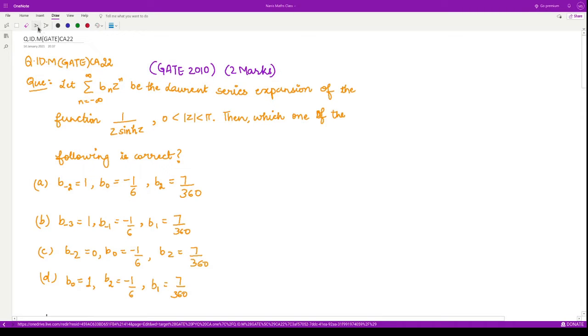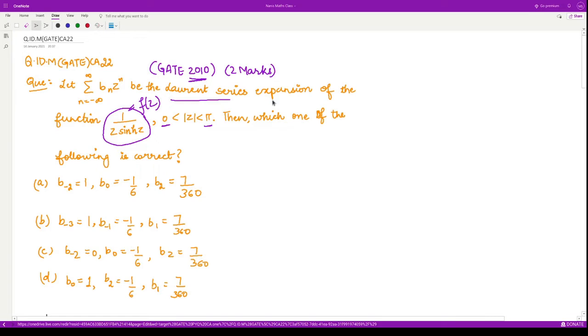In this video we shall take up a question from GATE 2010, and the question is from Laurent series. They are saying that the summation n varying from minus infinity to plus infinity of bn z raised to power n is the Laurent series expansion of this function. So this is our f(z), and the magnitude of this function is only defined between the points 0 and pi. So it does not include 0 and the point z is equal to pi. Then they are asking which one of the following is correct.